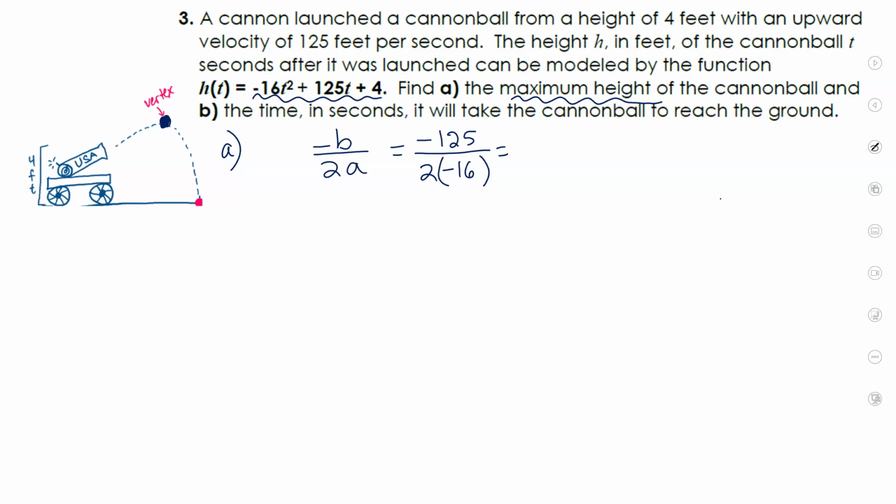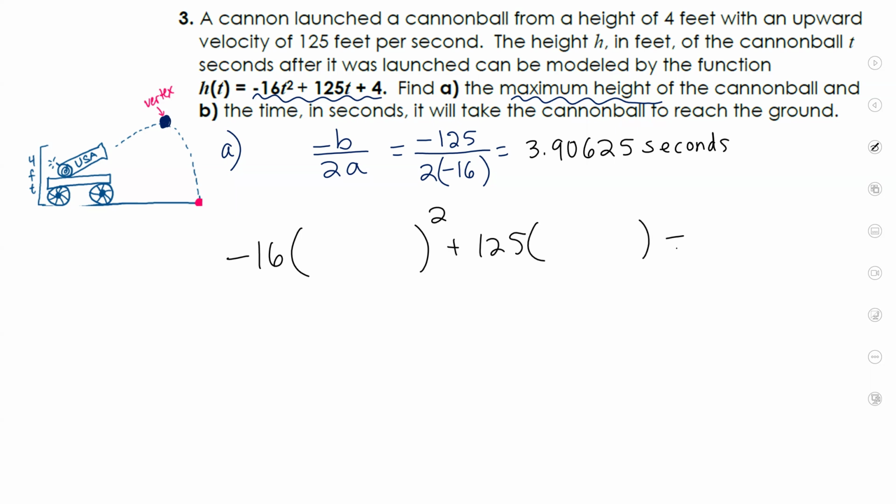Say that one more time. Perfect. So that's how many seconds it takes for the cannonball to reach the maximum height. How will I now find the actual height? Yes, you plug it into the equation. So this is the equation, negative 16 t squared plus 125 times t plus 4. We're going to plug in the time, 3.90625.